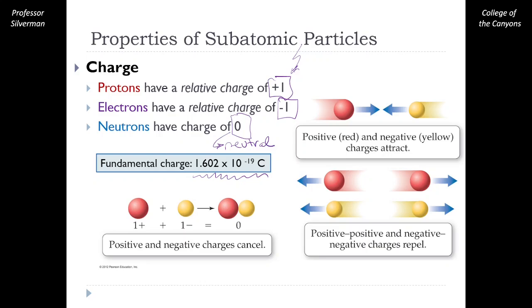Some notes about our charge. Our charges add up together or cancel out together. If you have a positive charge and a negative charge, the result is going to be something that is neutral. Likewise, if you have 2 positive charges and 2 negative charges, our result here will also be neutral.